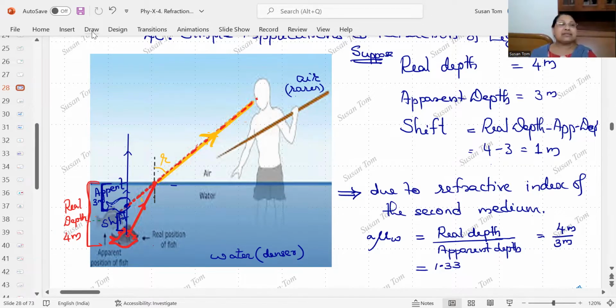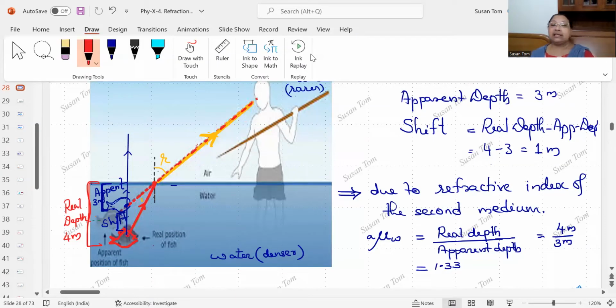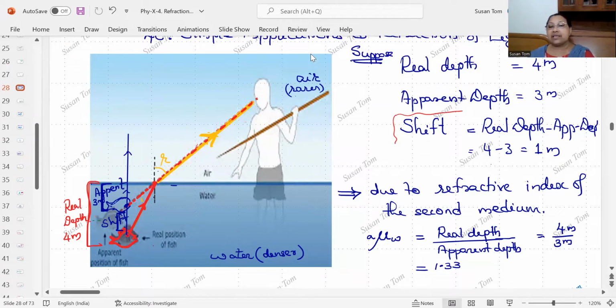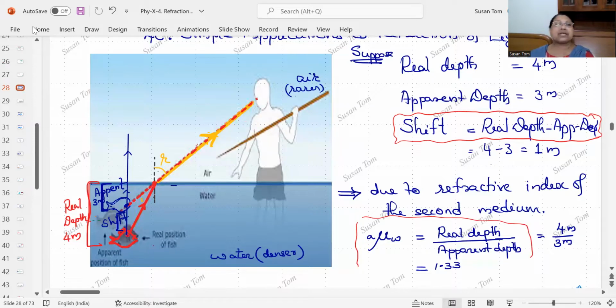So from this, we are learning two relations. Shift produced is equal to real depth minus apparent depth. And refractive index of the medium is equal to real depth over apparent depth. These two relations you learn. And always, when we view from a rarer medium to a denser medium, the real depth will be more and the apparent depth will be less.